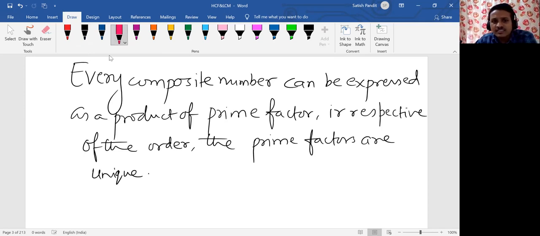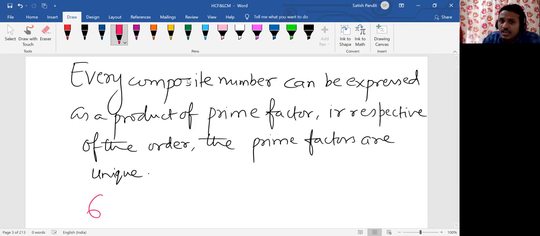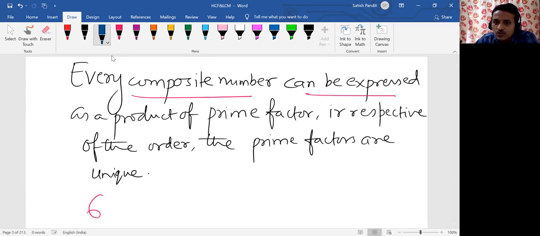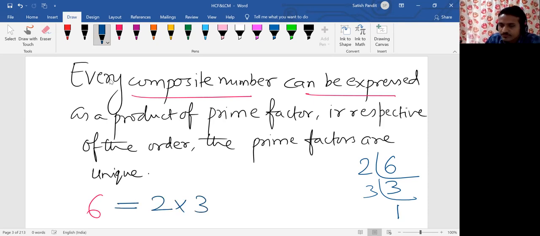Now let us understand this definition with an example. Suppose I have the number 6. You know that 6 is a composite number, and here they say that every composite number can be expressed. So if you have the number 6, you can find out the prime factors, right? How do you find them? You have to start dividing. So 2 3s are 6 and 3 1s are 3. So the prime factors are 2 and 3, right? So I can write 6 as a product of prime factors, 2 into 3.